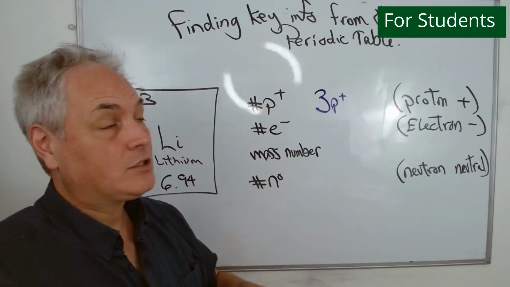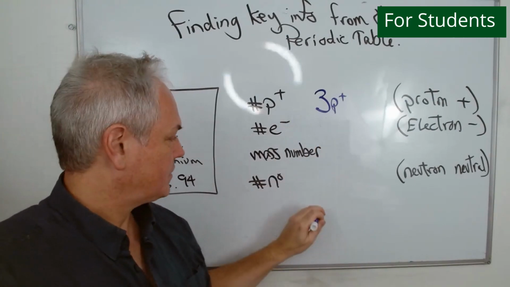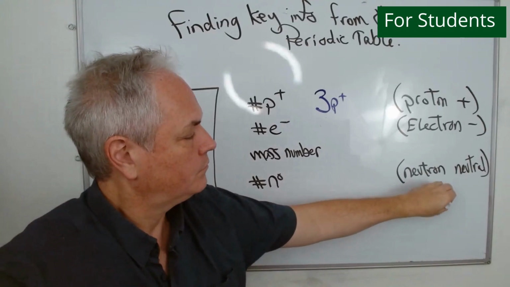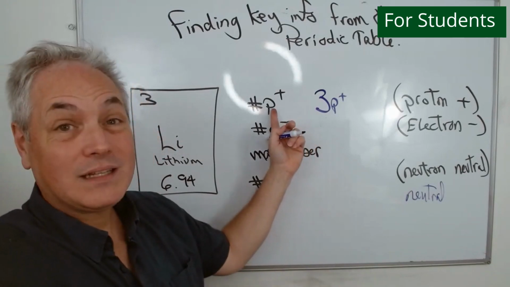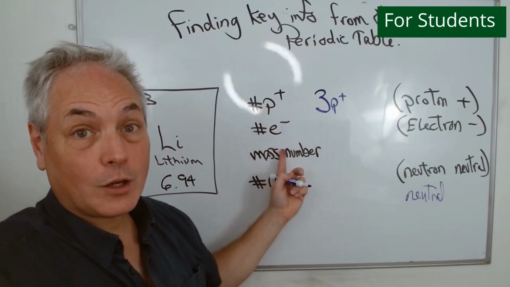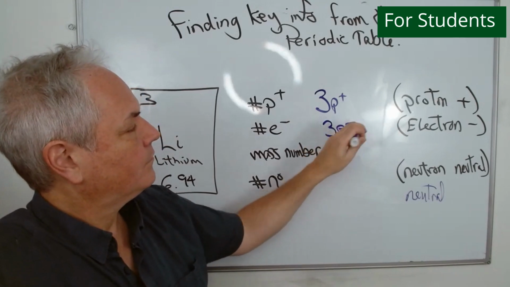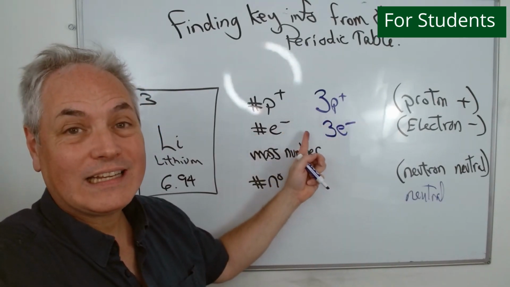When we start in chemistry, we always work with neutral atoms. So if we're looking for neutral atoms, that means that the number of protons and the number of electrons are exactly the same. If we have here 3 protons, we have 3 electrons.